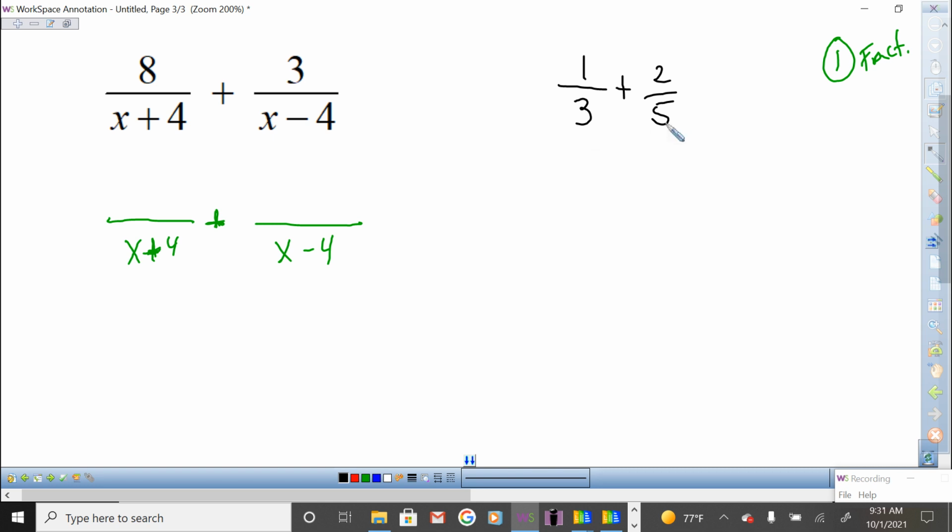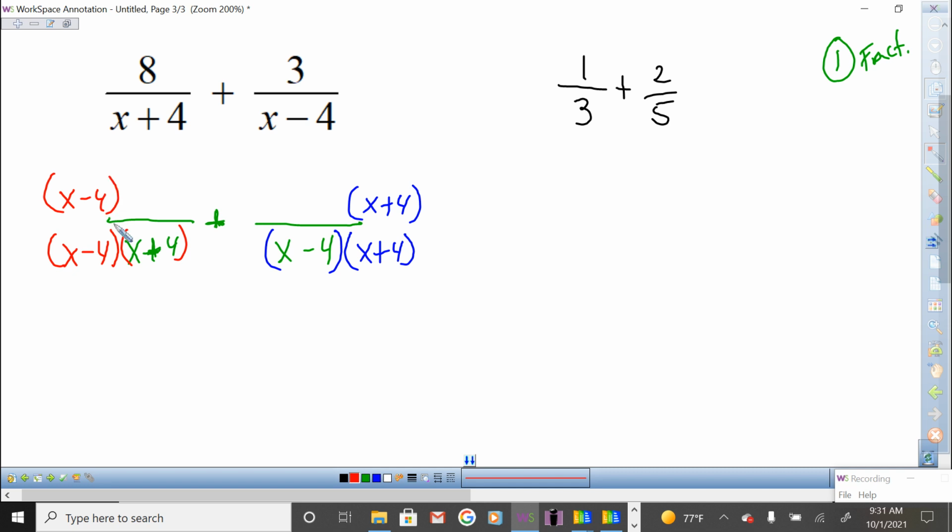You multiply the 3 times 5, is that correct? Yes. All right, so guess what? We do the same thing here. So here we multiply x plus 4 times x minus 4, top and bottom. And now we ask the question, what does this denominator need to make it look like this denominator? X minus 4, yes, x minus 4. We do the numerator as well.